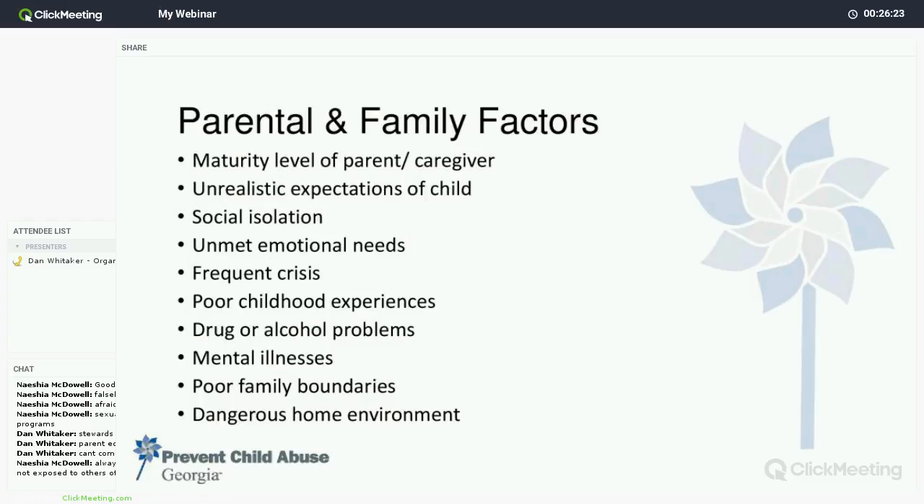Unmet emotional needs: parents who are not relating well to other adults might turn to their child to satisfy their need for love, acceptance, and self-esteem. As I mentioned, frequent crises, whether financial, job, marital, legal stresses, or major illnesses, can contribute as well. Poor childhood experiences: many abusive adults were mistreated as children and might not have learned or developed the ability to relate to children in an appropriate, nonviolent manner.